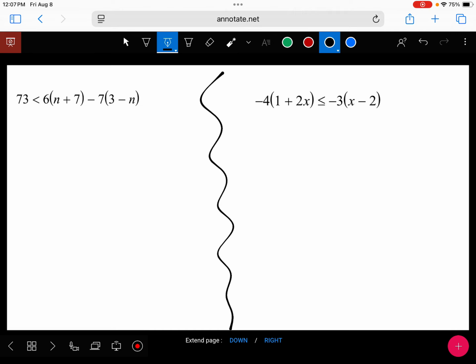If it's one of these, that's when we use the parentheses. But if it's equal to, that's when we use the bracket. Now, plus and minus infinity, you always use a parentheses. So you don't put a hard bracket on an infinity.